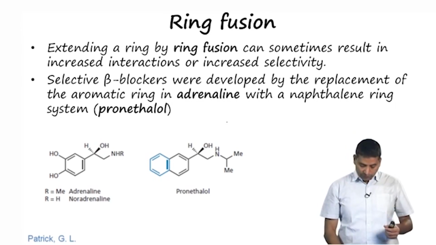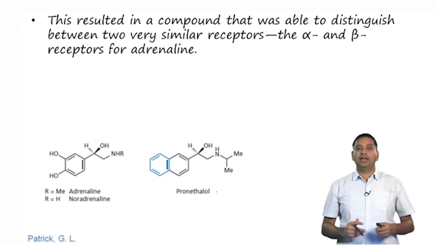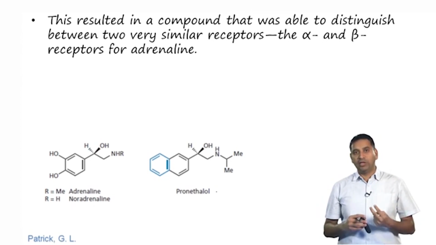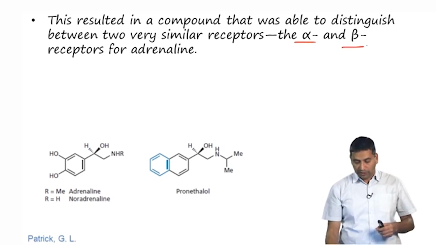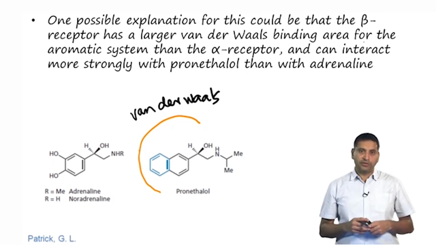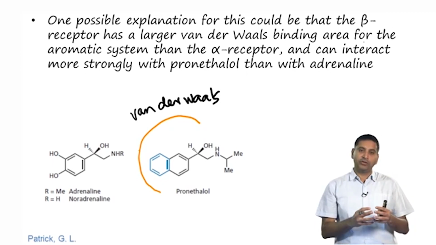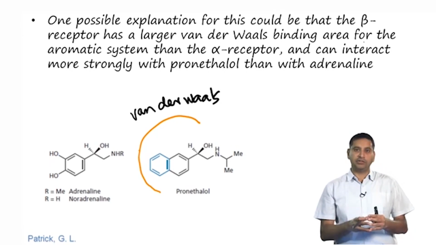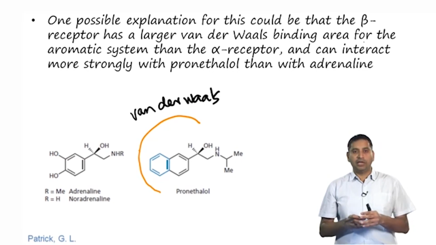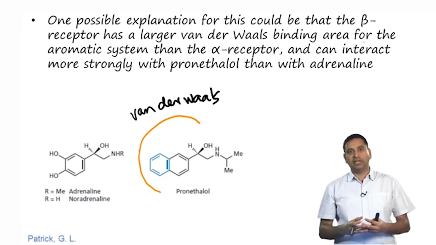So, here this is the molecule that we are looking at, and this compound was able to distinguish between two very similar receptors, which are the alpha and the beta receptors for adrenaline. So, one of the ways in which we can explain this result is that by doing a ring fusion, we are actually introducing a new substituent for additional van der Waals interactions. So, the beta receptor has a larger van der Waals binding area compared to the alpha receptor, and so it is possible that this binds better and it improves the selectivity.